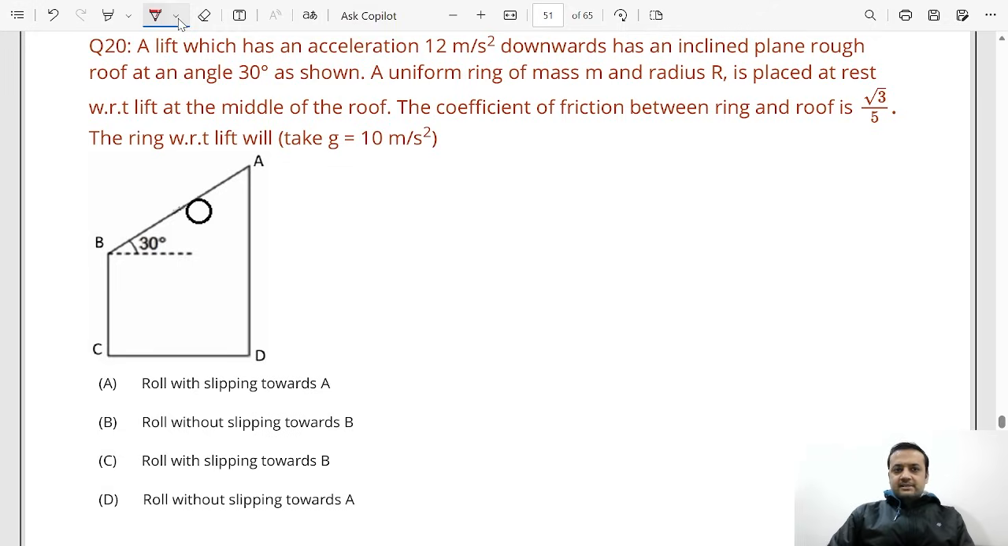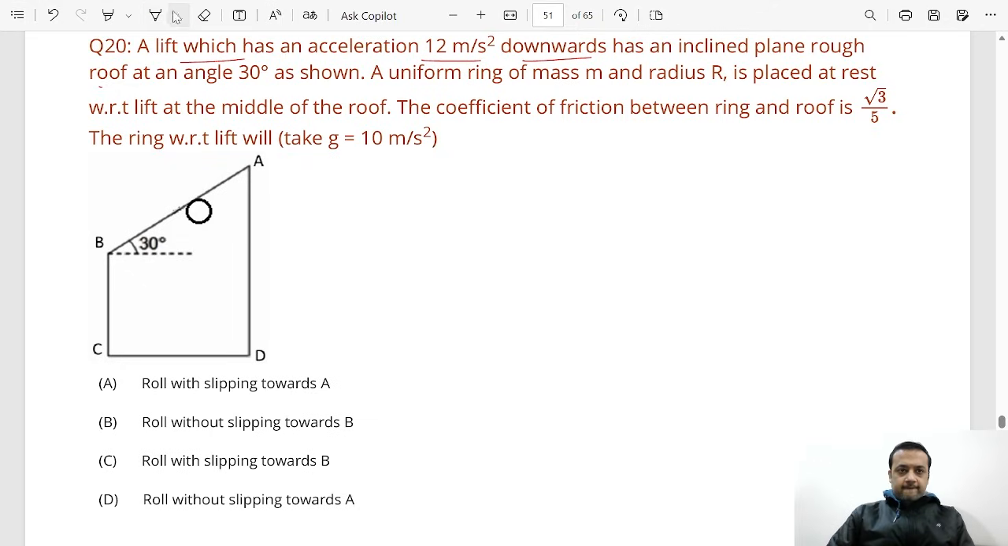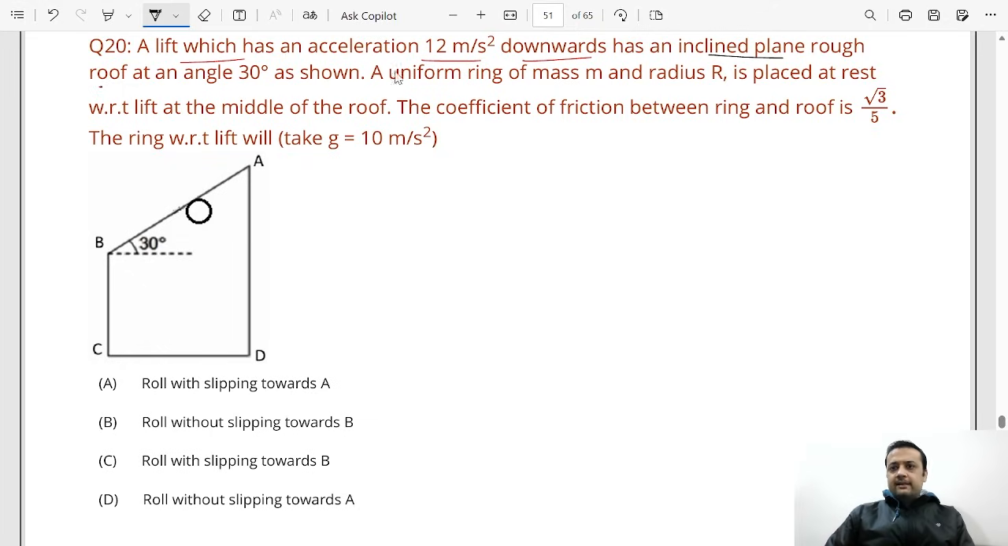Look here, what is happening: there's a lift which has an acceleration of 12 meter per second square in the downward direction, and has an inclined plane rough roof at angle 30. So this roof is the ceiling of the lift, which is tilted at an angle of 30 with respect to horizontal. A uniform ring of mass m and radius r is placed at rest with respect to the lift at the middle of the roof. The coefficient of friction between the ring and the roof is root 3 by 5. The ring with respect to the lift will.